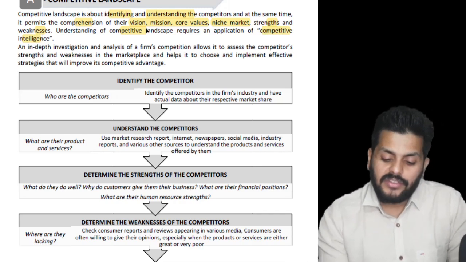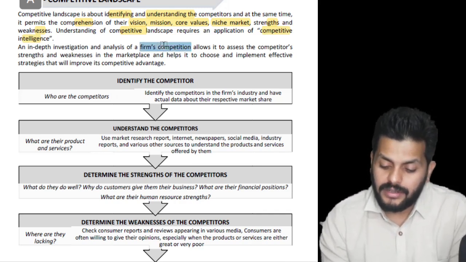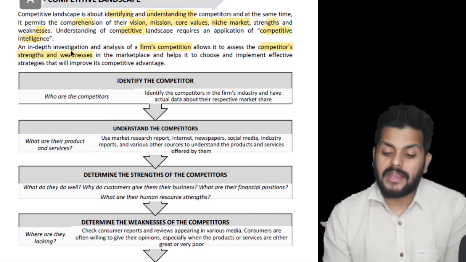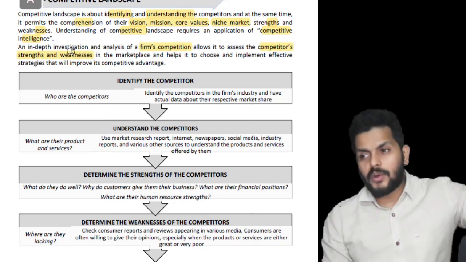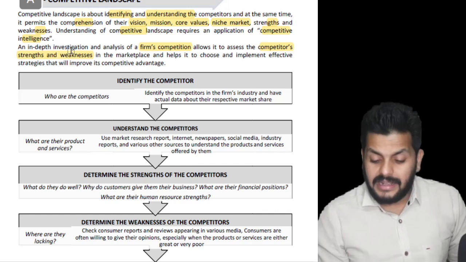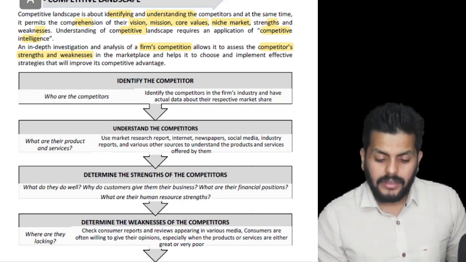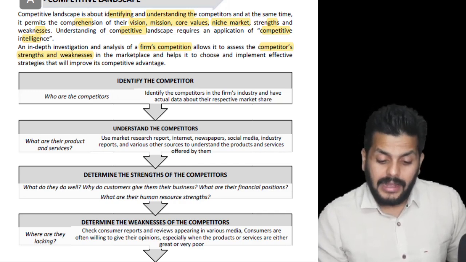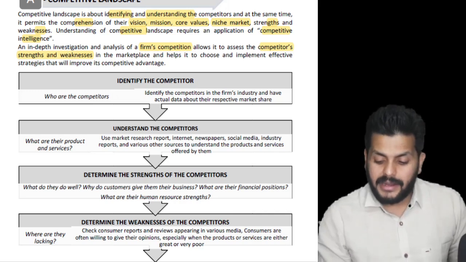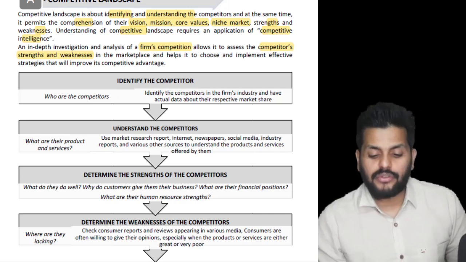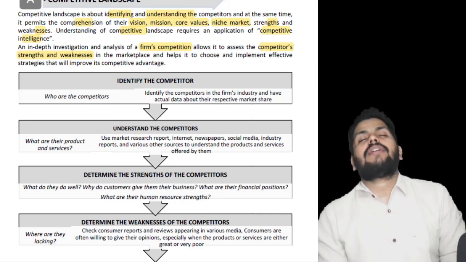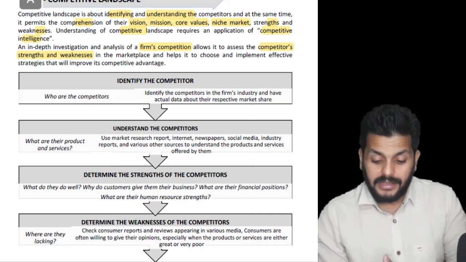An in-depth investigation and analysis of the firm's competition allows it to assess the competitor's strengths and weaknesses. So not yours. Your strength and weakness anyway we will analyze. Nothing to worry about that. An in-depth investigation and analysis of what? The firm's competition allows it to assess the competitors' strengths and weaknesses in the marketplace and helps it to choose and implement effective strategies that will improve its competitive advantage. Help and improve its competitive advantage.